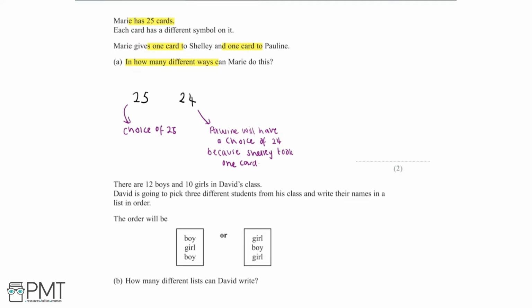And so to find out how many different ways Marie can give 1 card to Shelley and 1 to Pauline, we have to do 25 multiplied by 24. And so 25 multiplied by 24 will give us an answer of 600.